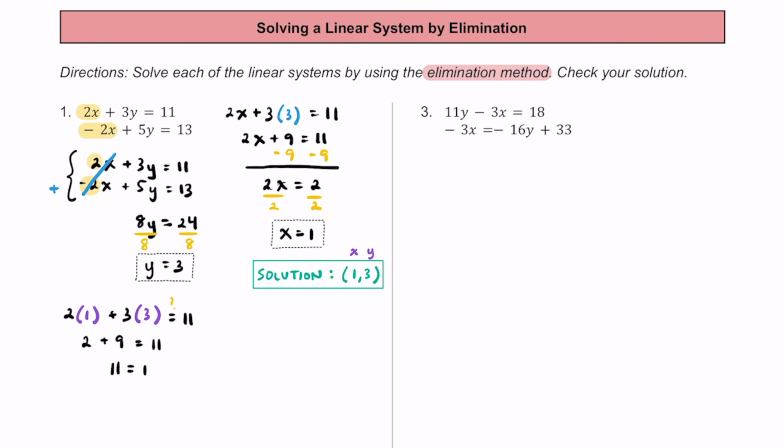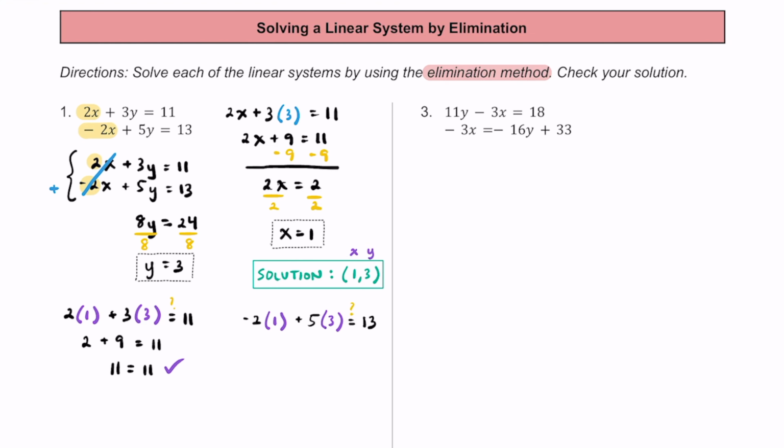So since 11 does equal 11, then this does work out for the first equation. Now let's just double check to see if this does work for the second equation over here. So that's going to be negative 2 multiplied by 1. That's what x is equal to. Plus 5 multiplied by, I think that's going to be 3, right? 5 multiplied by 3, and let's see if this is equal to 13.